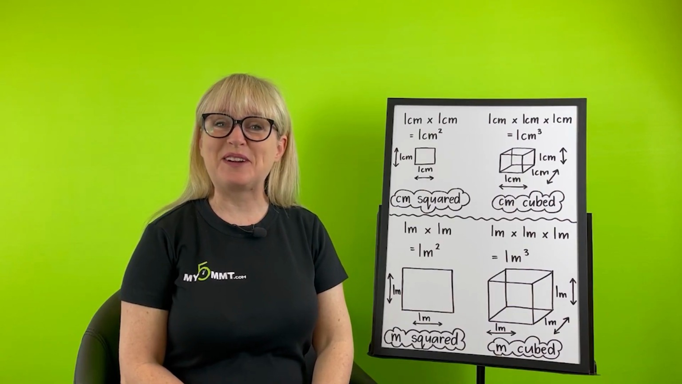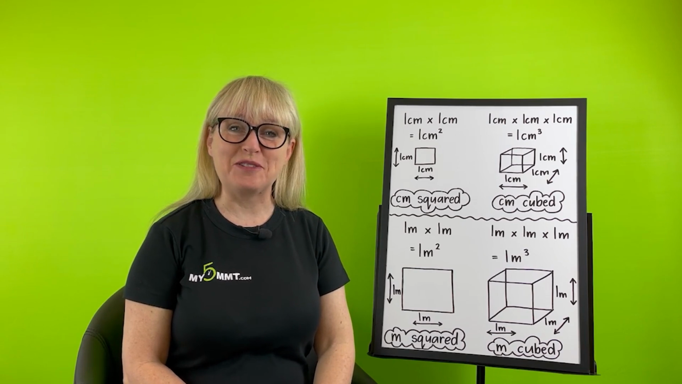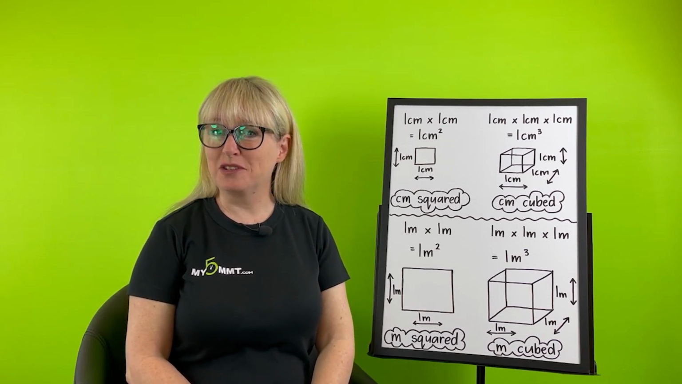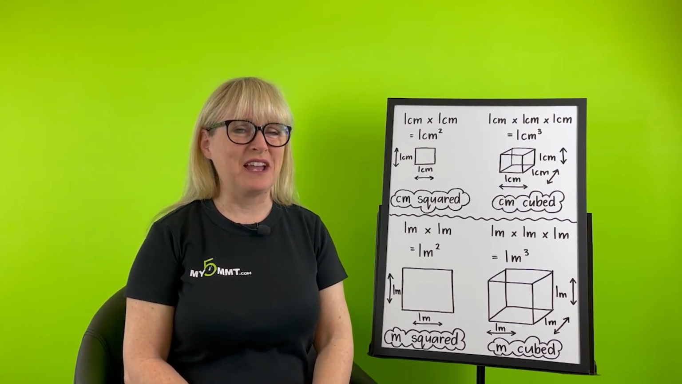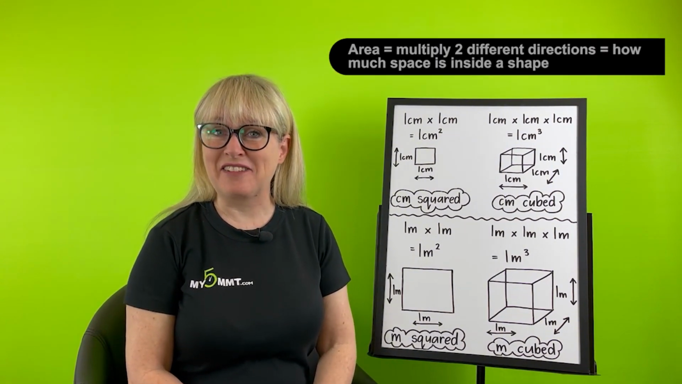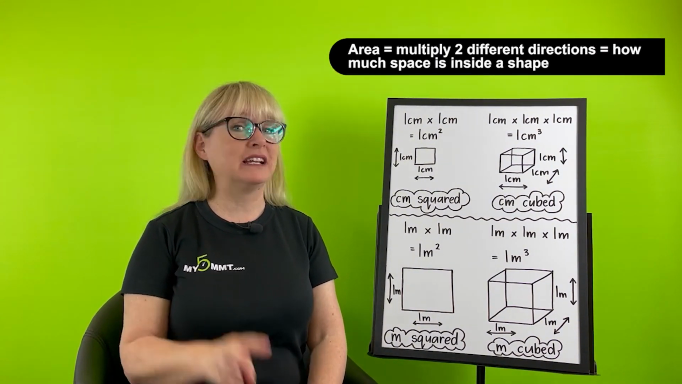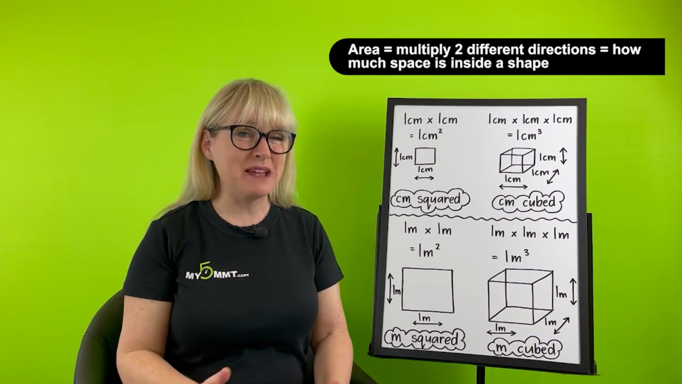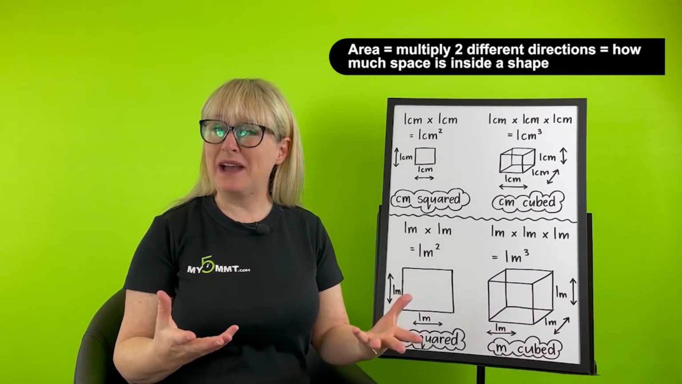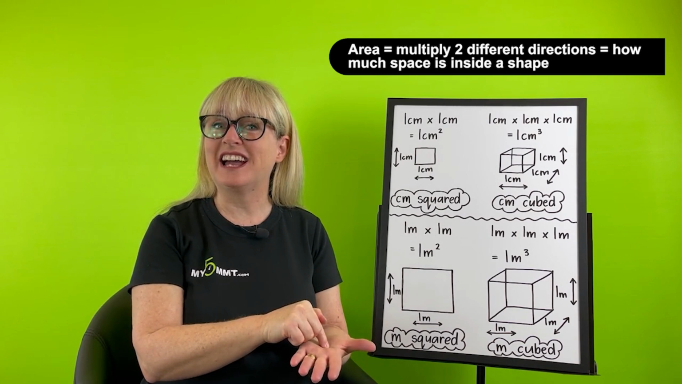This math summary focuses on calculating the volume using centimetres cubed and metres cubed. We're used to working in area, and area is when we multiply two different directions, the measurements, and come up with how much space is inside a shape.